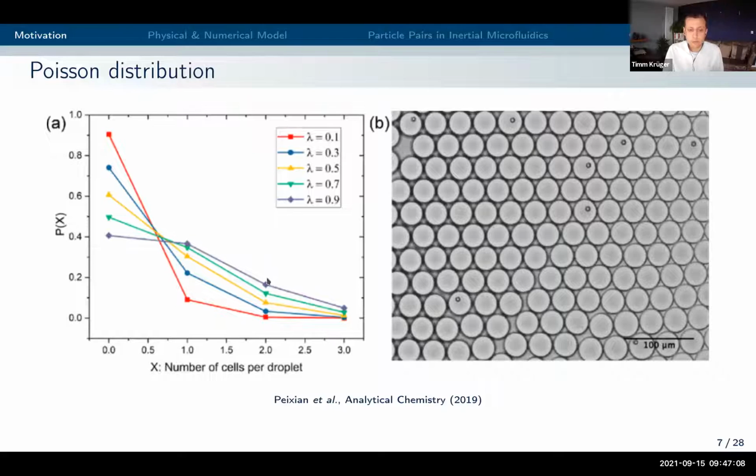And also you don't want to have more than 1 cell in a single droplet, because if you have more than 1 cell and they have different behaviors and you analyze what's happening inside one droplet, you can never be sure what is coming from which cell. So what can we do about that? What can we do to increase the peak at 1 cell per droplet and suppress everything else?